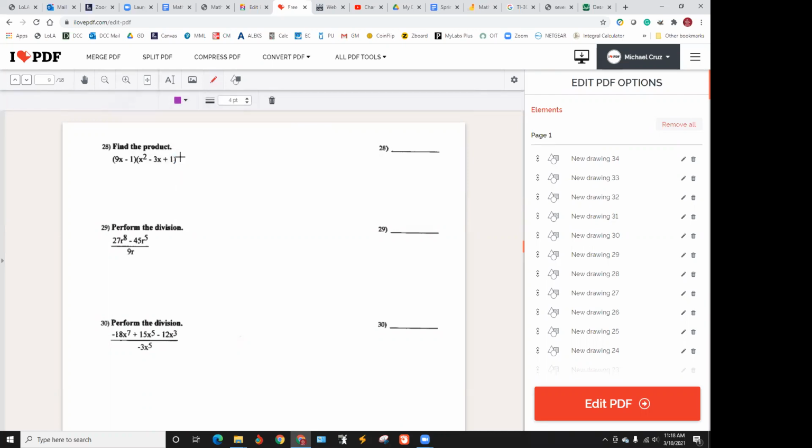All right. So 9x times all three. They're all positive 9x's, so I'm using the positive symbol. Times negative 3.